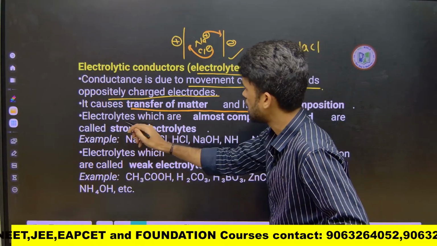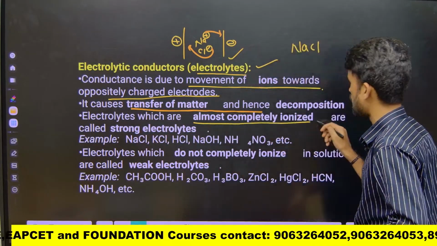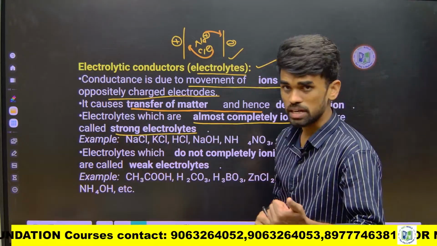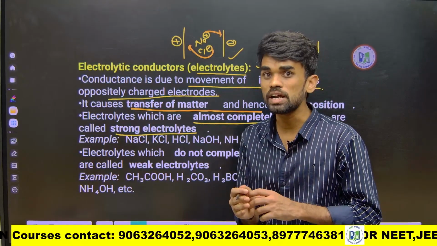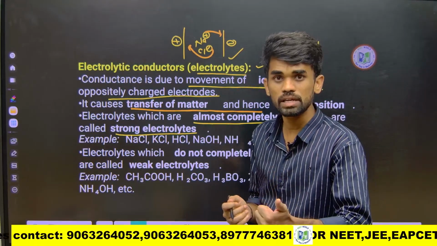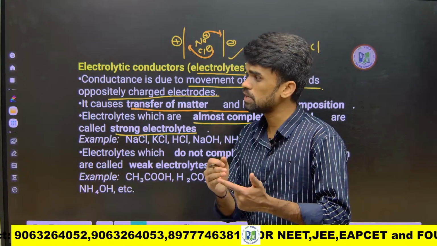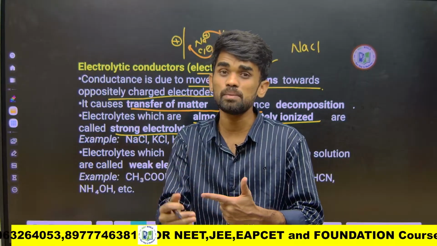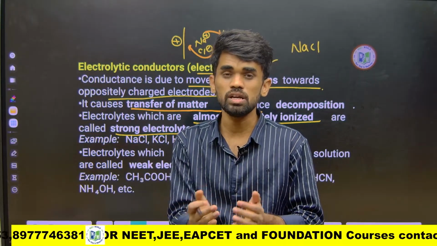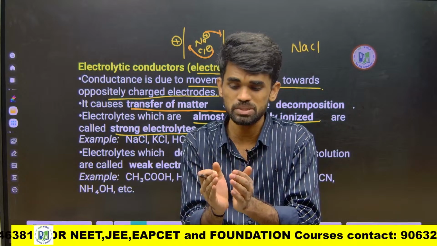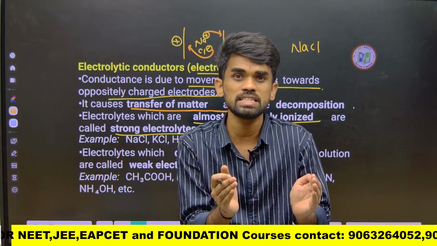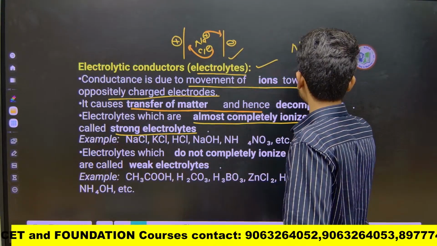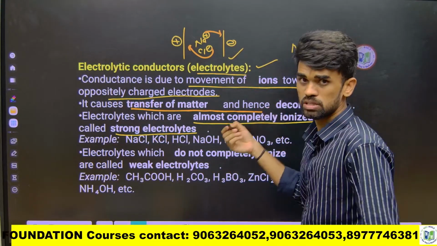Electrolytes which are almost completely ionized are called strong electrolytes. We have also studied electrolytes; I told you there are two types, strong electrolytes and weak electrolytes. How can we decide which is strong and which is weak? It depends upon the degree of dissociation. If a substance dissociates completely, it is a strong electrolyte. Examples are NaCl and strong acids like HCl and H2SO4.